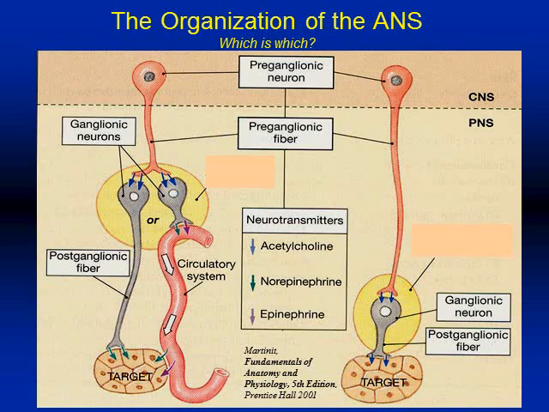While on the right side, the first neuron coming out of the CNS goes into a ganglion, but that ganglion happens to be either at or very close to the target tissue. In both situations, acetylcholine is released. In the ganglion, the receptor that's stimulated is nicotinic. In the target tissue, the receptor that's stimulated is muscarinic. And there are the answers revealed. The left side would depict the sympathetic ganglion. The right side would depict the parasympathetic ganglion.